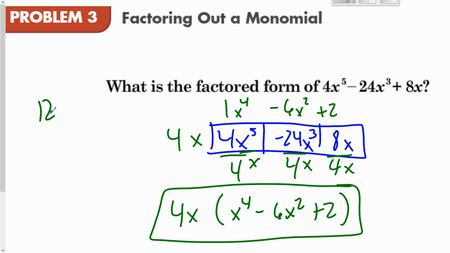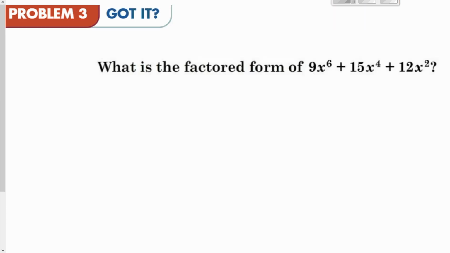All right, factors of 12 is 6 and 2, because 6 times 2, I'm writing 12 as a factor, 6 times 2. So this would be 4x times this. So there is that in factored form. Okay, go ahead and try this one on your own. Pause the video and then come back to it.